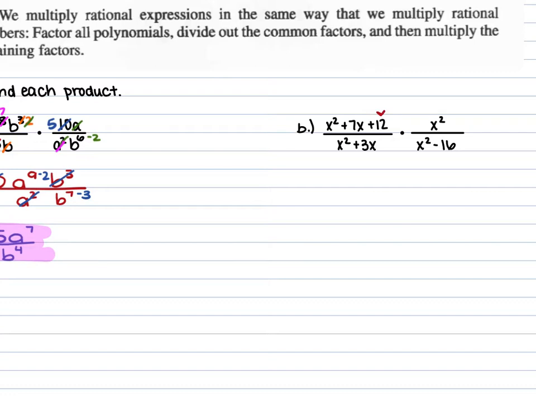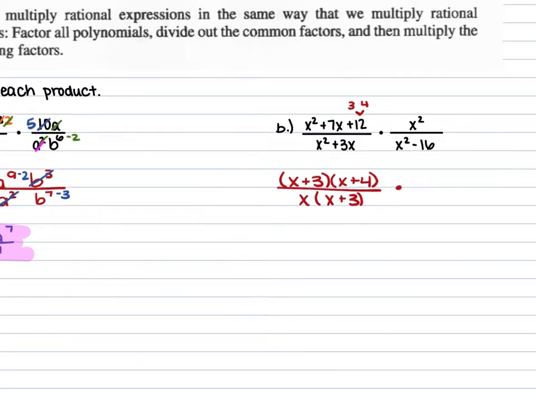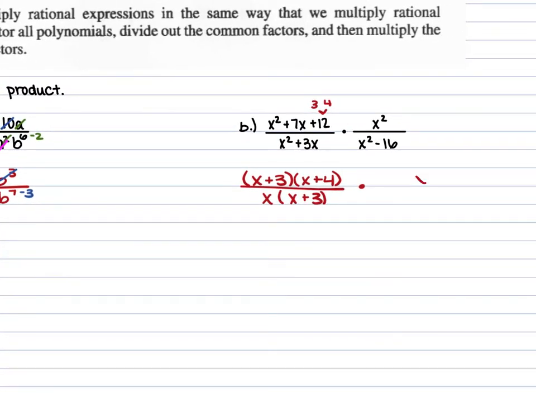That x squared plus 7x plus 12: your factors of 12 that add up to be 7 are 3 and 4. So this factors out to be x plus 3 times x plus 4. On the bottom of this fraction, you have x squared plus 3x. They both have an x, so factor out the greatest common factor, which is x. You have x times x plus 3 left over. For the second fraction, you have x squared in the numerator. You cannot simplify or factor that, so leave the x squared in the numerator.